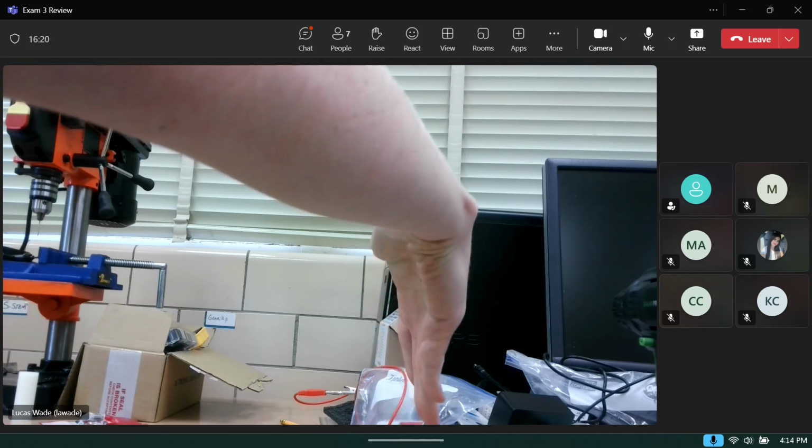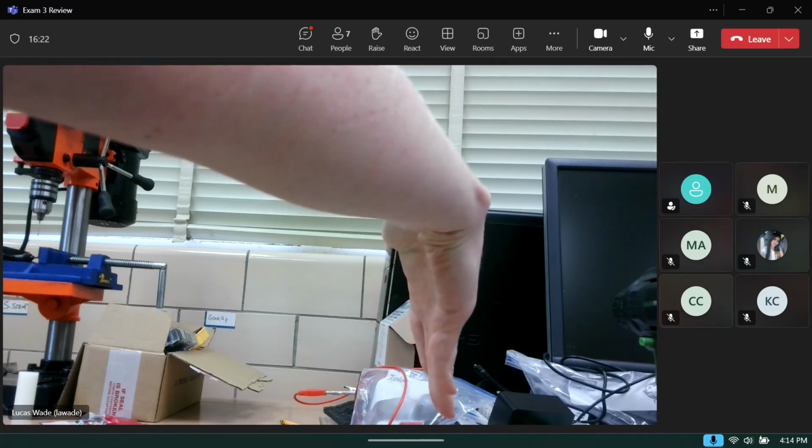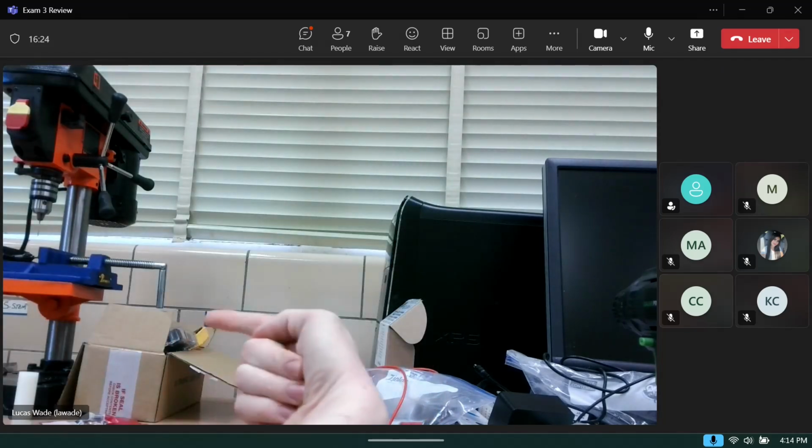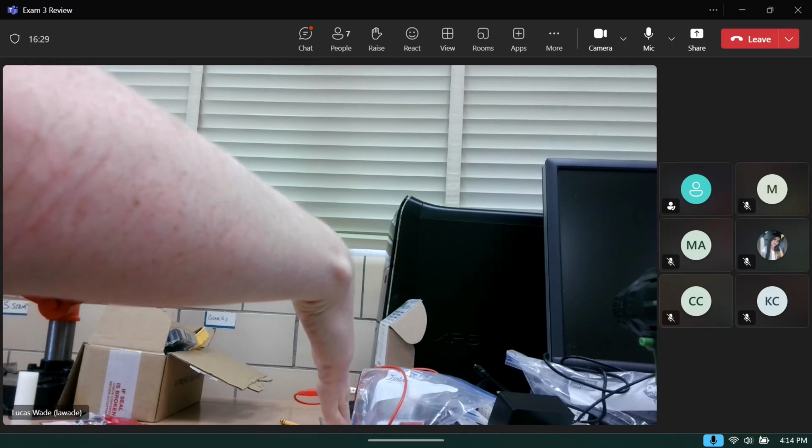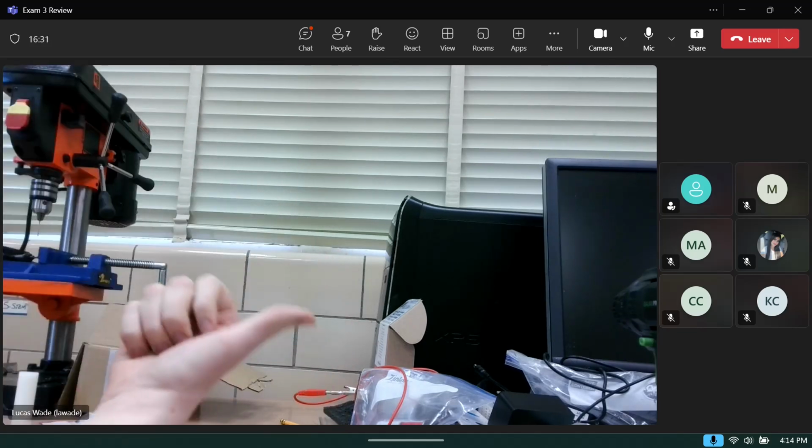Hopefully you can see that for a positive charge, my palm is facing to the left. A positive charge would feel a force to the left. A negative charge would feel a force the opposite direction, so to the right.